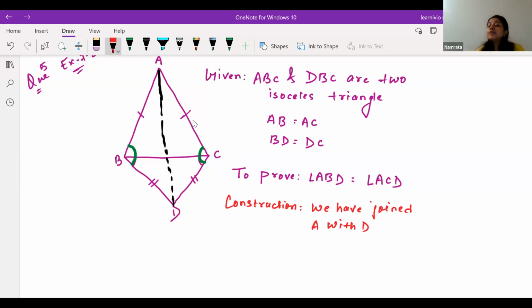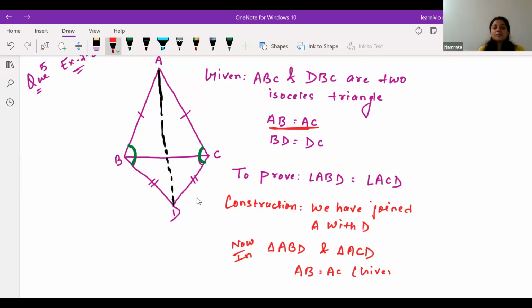Now we want to take triangle ABD and triangle ACD. Let's see whether it's possible to prove the congruency. So ABD, ACD. Here we can see that AB is equal to AC. From where? It's given already. So I'm going to write that AB is equal to AC, because that is given already.